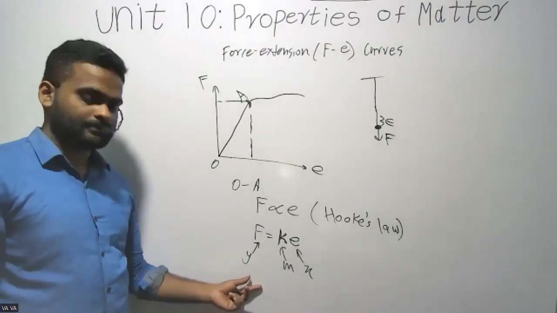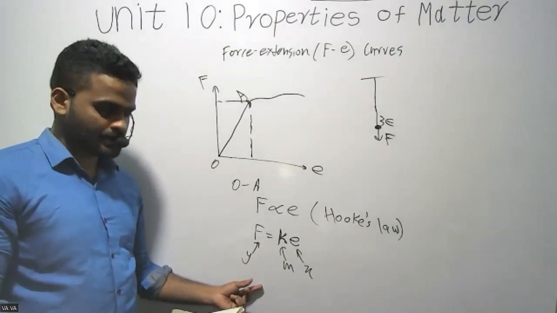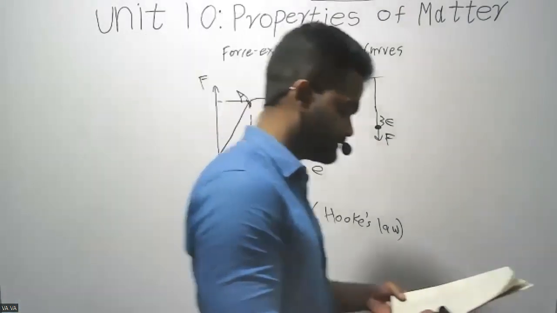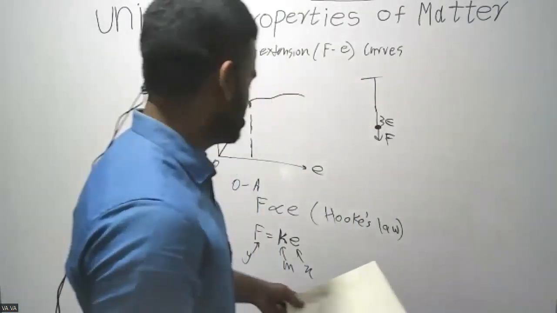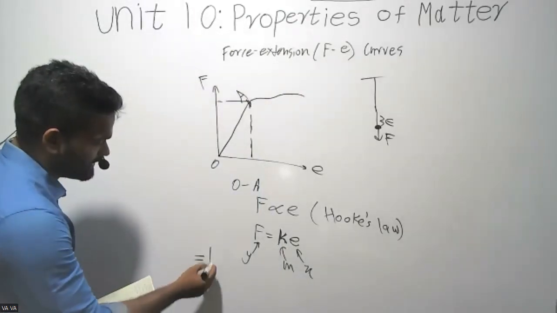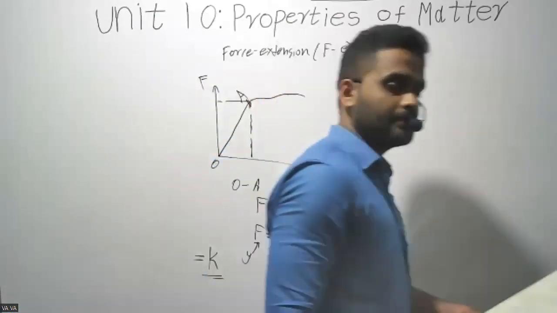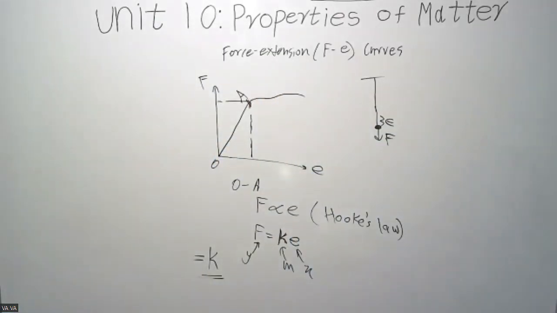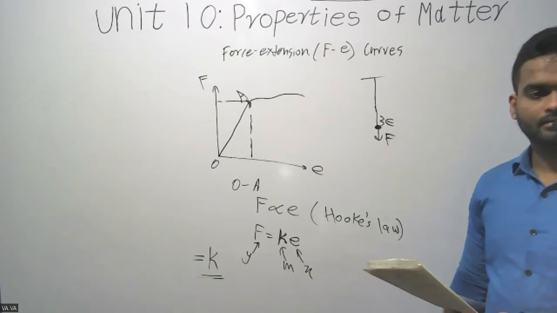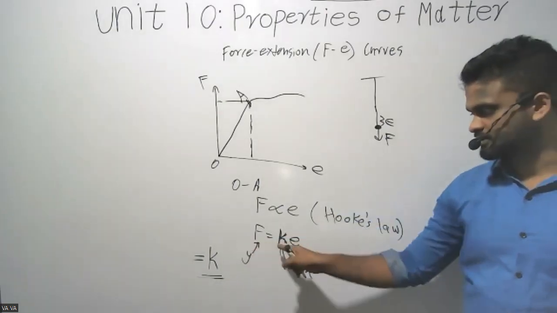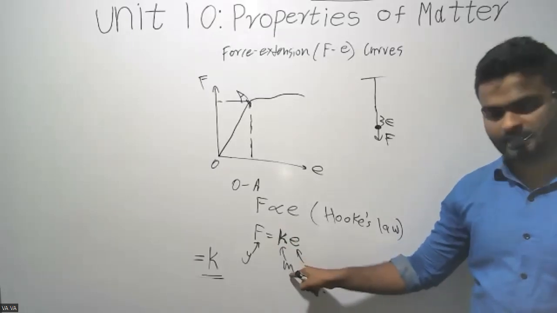Then write gradient of OA equals K. Gradient of OA is equal to K. So it is clear, right? Gradient is K.